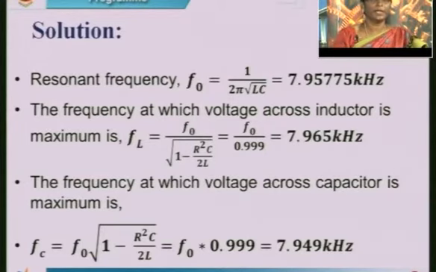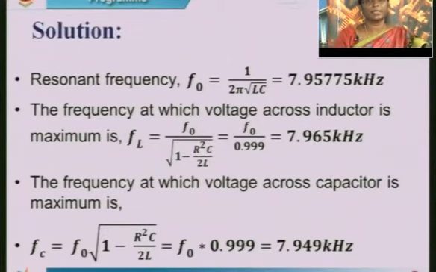Next, we are going to find the voltage across the inductor where it is maximum, represented by FL. We know the equation FL equal to F0 by square root of 1 minus R square C by 2L. Substitute the values of R, L and C. On simplification, we get F0 by 0.999, which indicates it is very close to F0, 7.965 kilohertz. You can substitute and check it.